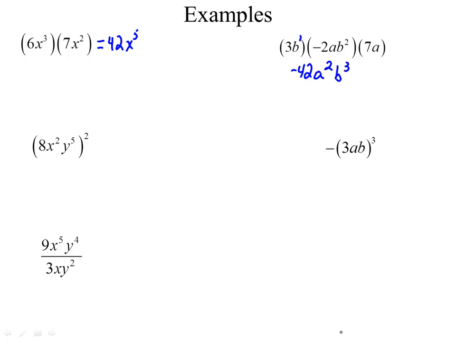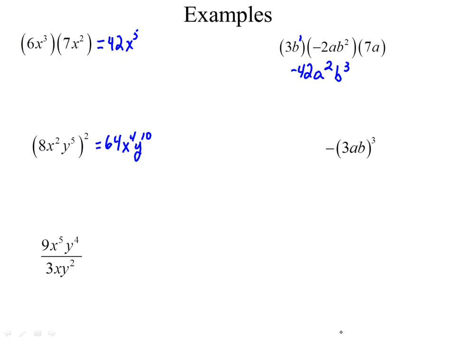Alright, here, remember, every factor gets squared. So 8 squared is going to be 64. X squared squared is going to be x to the 4th. And y to the 5th squared is going to be y to the 10th. Remember, power to a power, you're going to be multiplying.